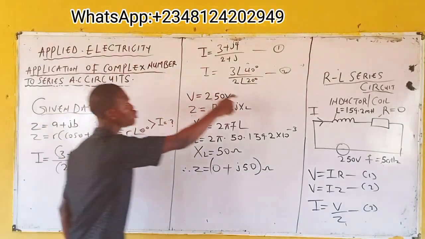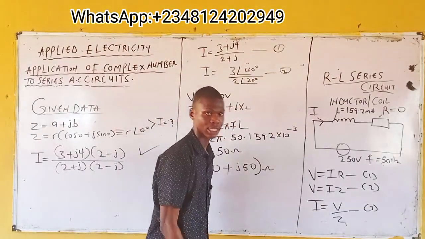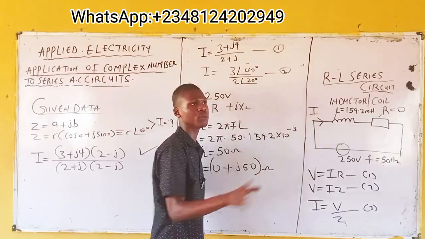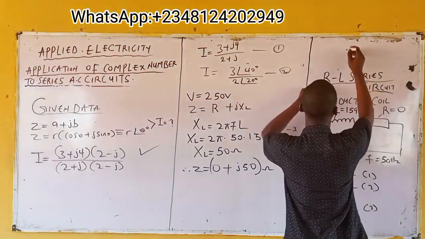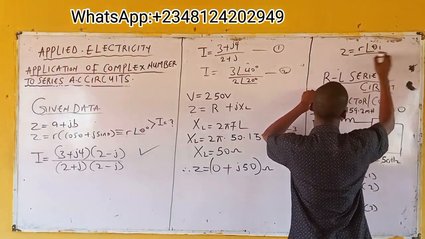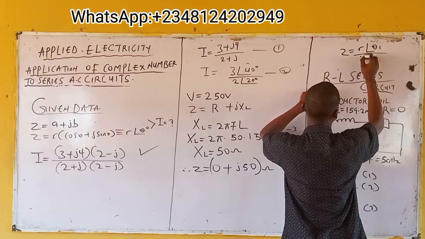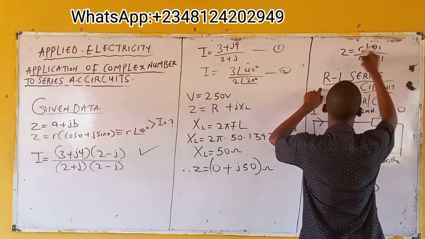Now, say you want to use 2 to get I. You'll be the one to tell me this, but let me just tell you the general form. Go back to the polar form of complex numbers. So you have z equals r at theta 1, all divided by m at theta 2, and you want to get z.